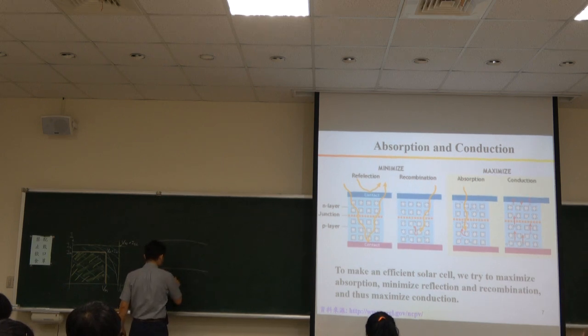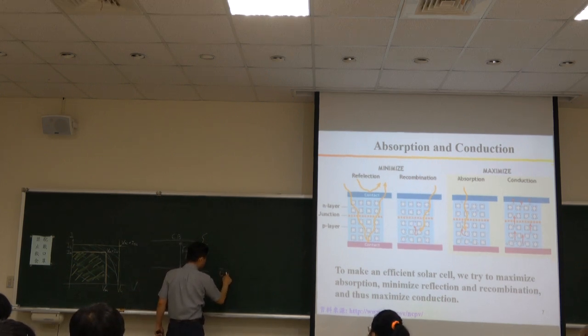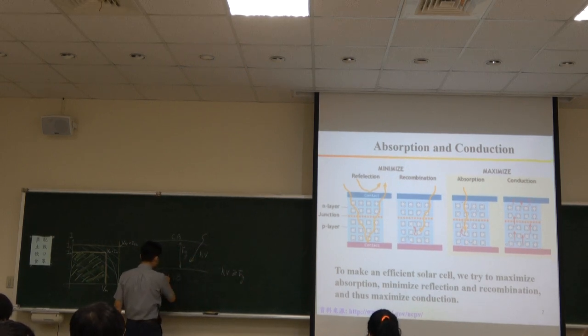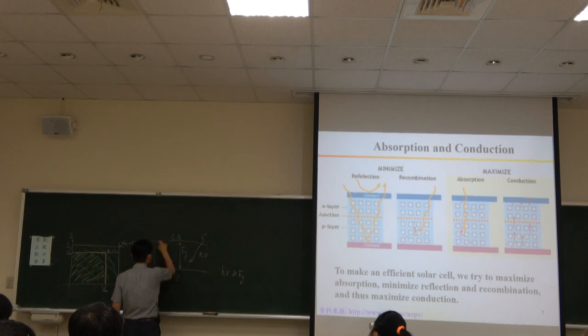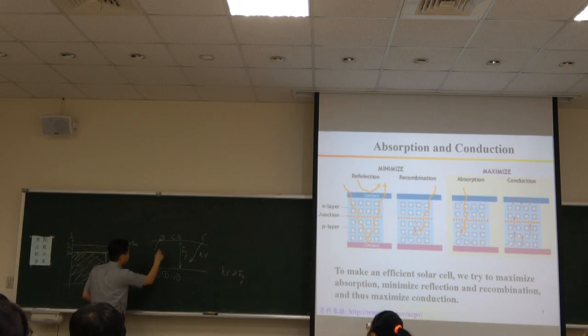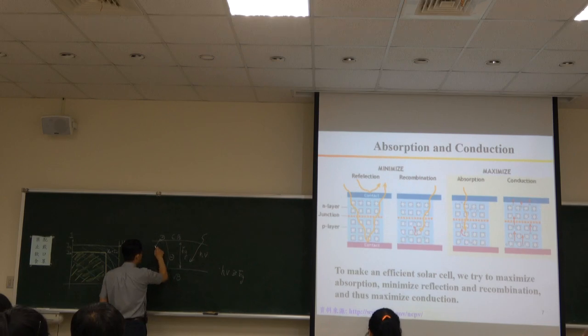Last chapter, we talked about the valence and conduction band, right? So here is the Eg. If the light energy is larger than Eg, the electron will be excited to here. And when the electron drops back to here, we call it recombination.